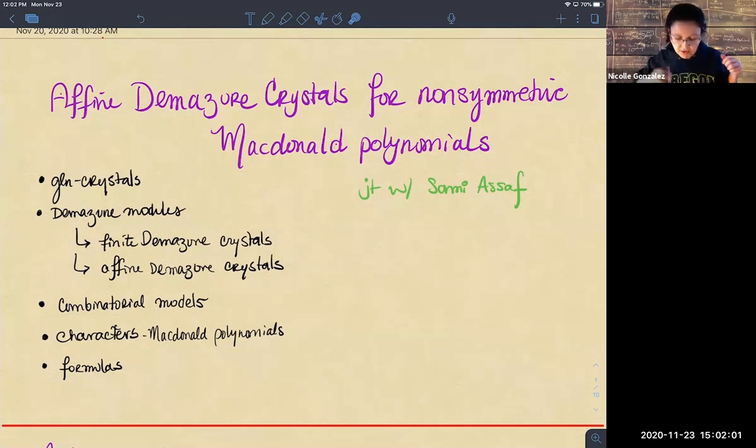Today I'm going to tell you about affine Demazure crystals for nonsymmetric Macdonald polynomials. If you know a little bit about Macdonald polynomials, or maybe a lot, then you probably know that they're related to affine Demazure modules. And what this talk is basically about is a combinatorial realization, our combinatorial model, for this relationship via crystals.